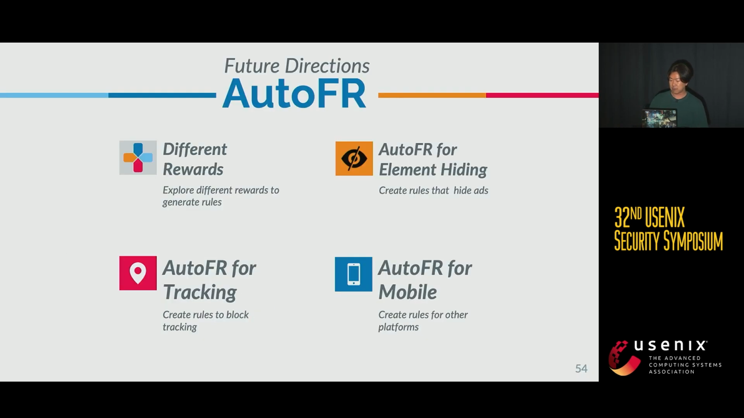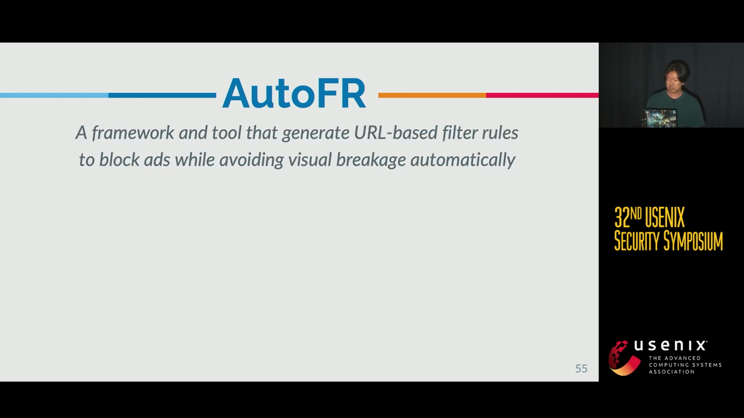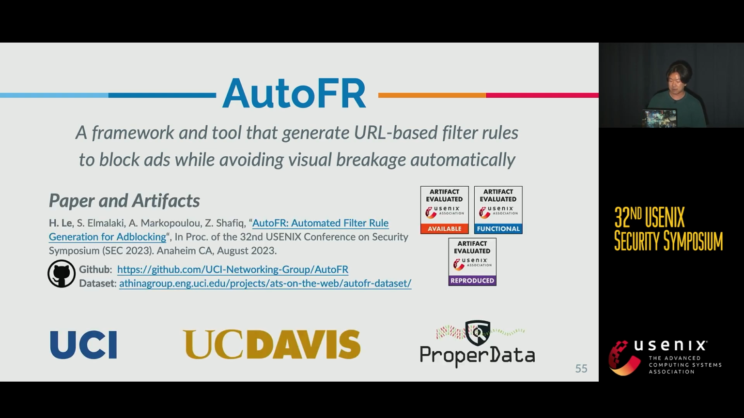We envision AutoFR to be the template of future filter rule generation research. For example, our framework is tunable. People can explore different rewards. The action space can be extended to create rules to hide ads, and it can go beyond ads, such as creating rules that can block tracking or for other platforms like mobile devices. In short, AutoFR is a framework and tool that can generate URL-based filter rules to block ads while avoiding visual breakage automatically. Our paper and artifacts are publicly available.